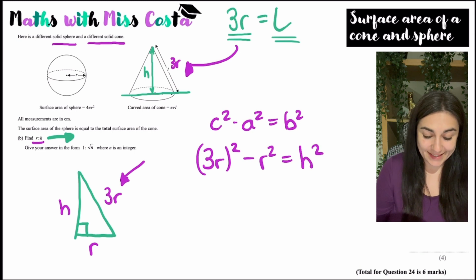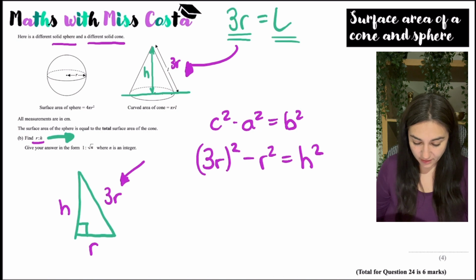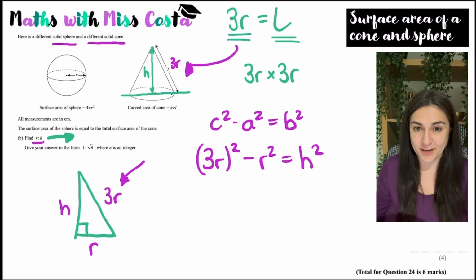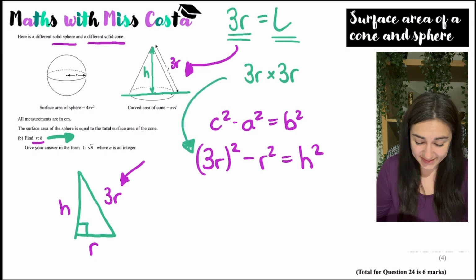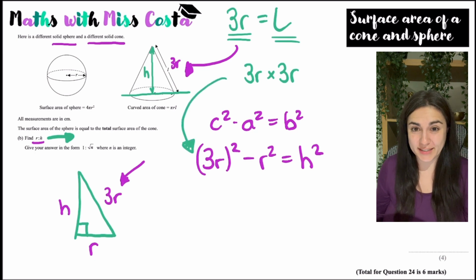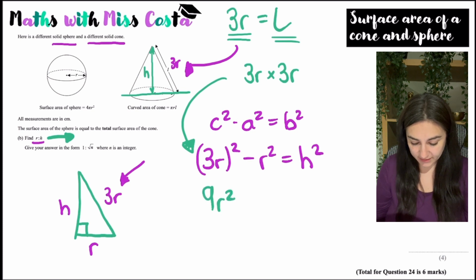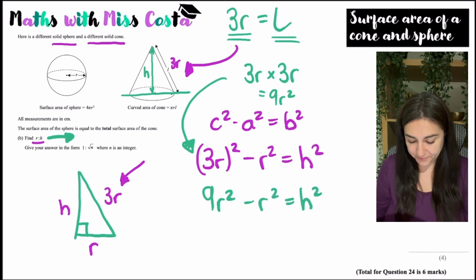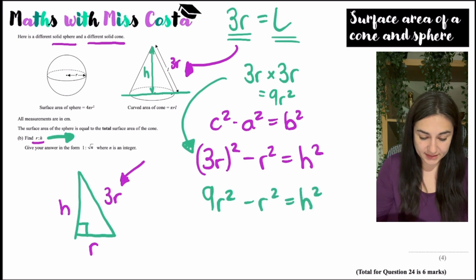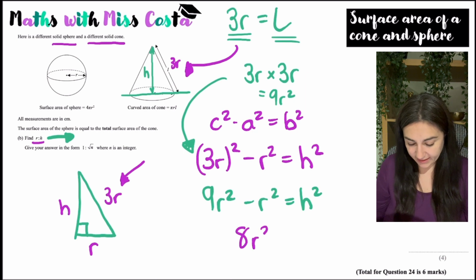This is another little bit that people might get caught out on. (3r) squared, what does that mean? It means 3r times by 3r. So if you ever get a little bit confused, just write out what it actually means, just to remind you, because a lot of people might expand that as 3r squared. But it would actually be 9r squared, because 3 times 3 is 9, r times r is r squared. Okay, so you've got 9r squared, take away r squared equals h squared. Then what could you do? Well, you could simplify it. So that would give you 8r squared equals h squared.